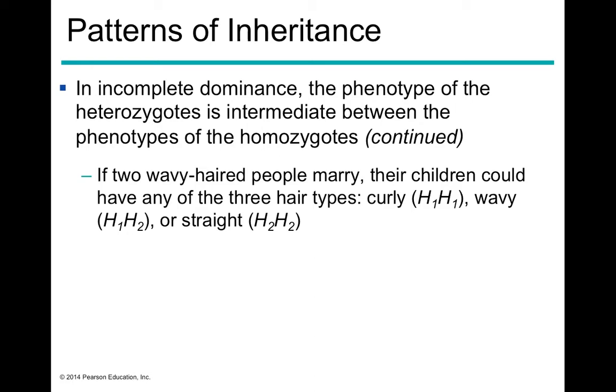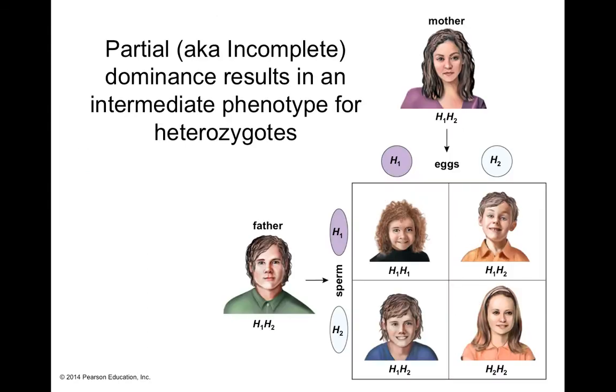And if 2 people with wavy hair, who are both that intermediate phenotype, right, that means that they're both heterozygous, their children could have any of the 3 hair types. Right, that looks like this. So here's a wavy-haired mother and a wavy-haired father. They're each H1, H2. They're heterozygous with an intermediate phenotype. They can each create sperm and egg that are either H1 or H2.